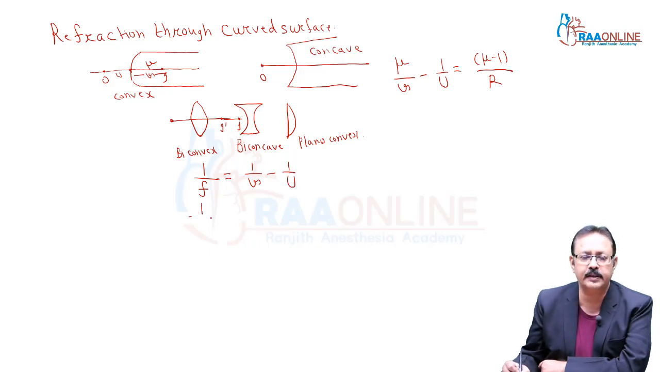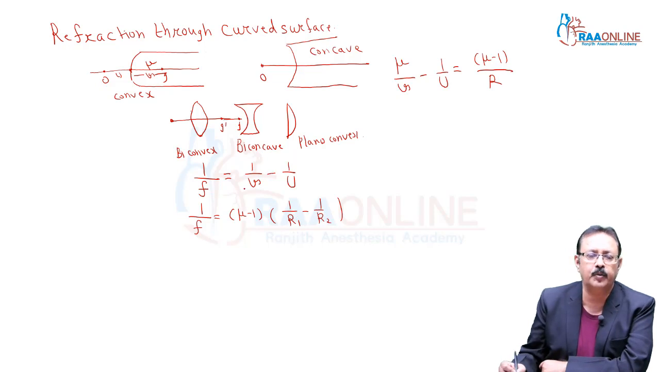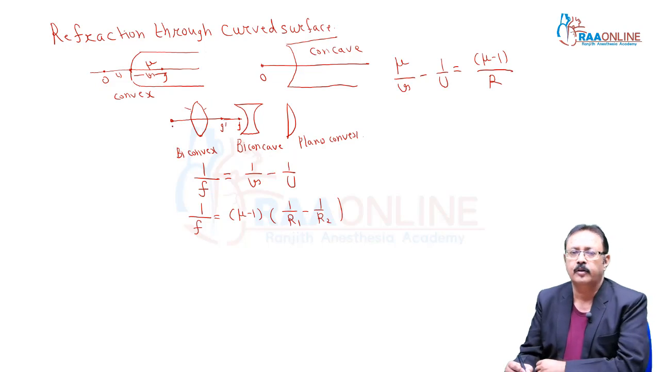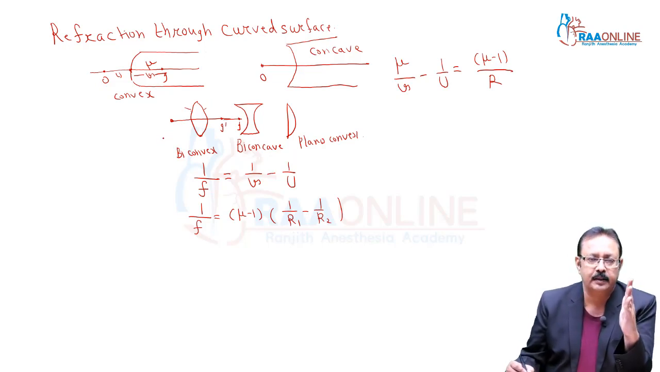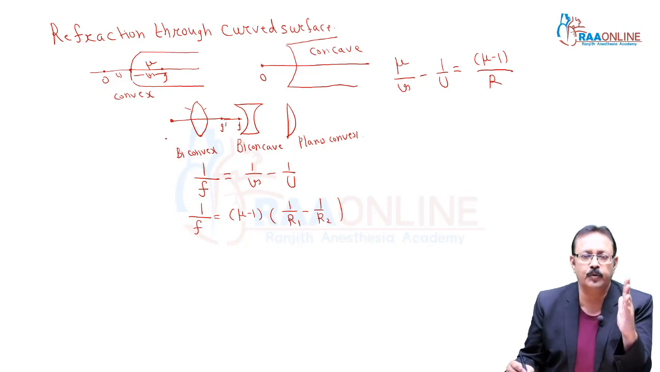One more formula was there: 1 upon f is equal to mu minus 1 into 1 upon r1 minus 1 upon r2. What are r1 and r2? R1 and R2 are the radii of curvature of these two surfaces. The surface which light strikes first, its radius of curvature is known as R1. And after that light strikes the second surface, its radius of curvature is R2.